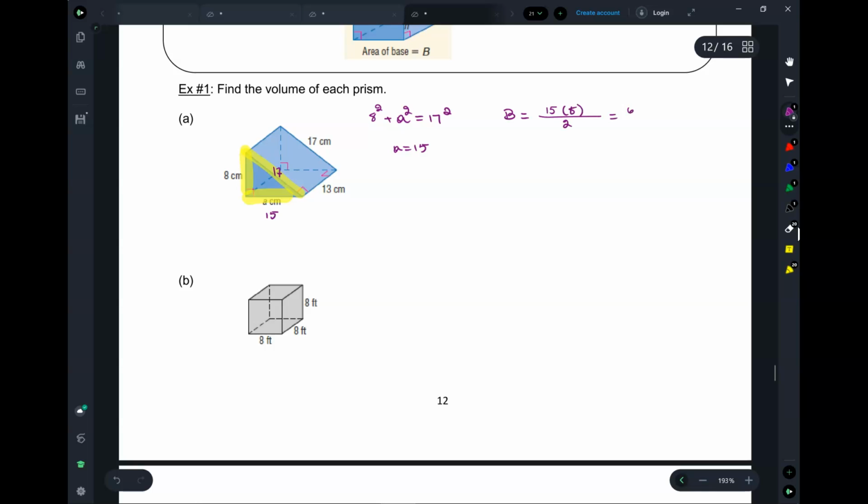So that's 60. The volume then is 60 times, what's the height of the shape? 13. It's the distance between the two bases. So that's 780 centimeters cubed. Okay?